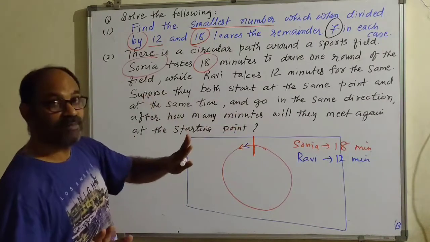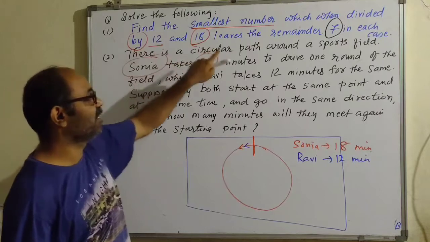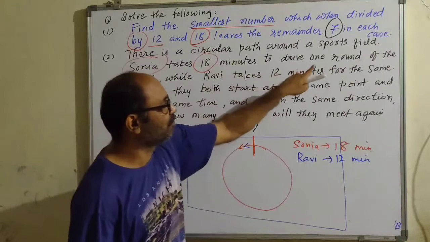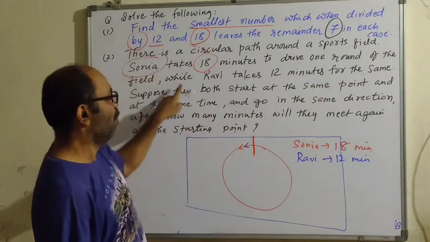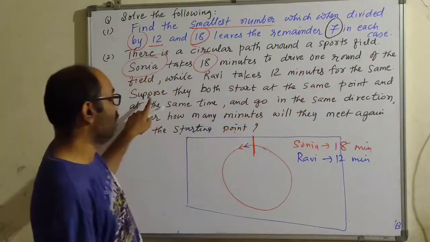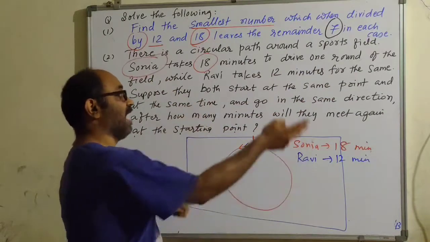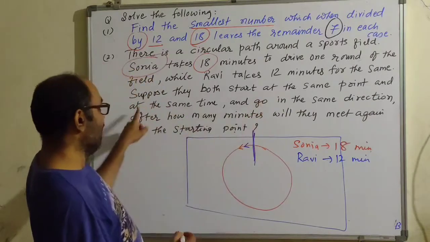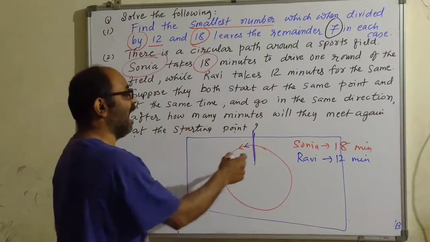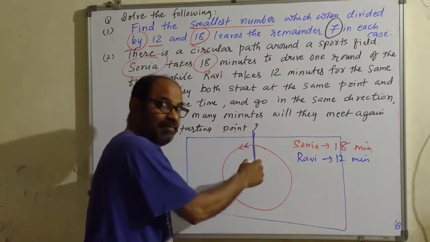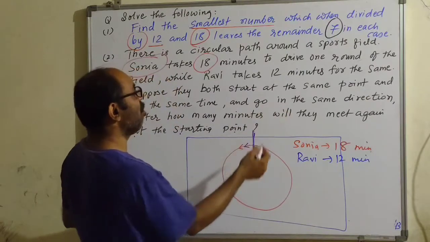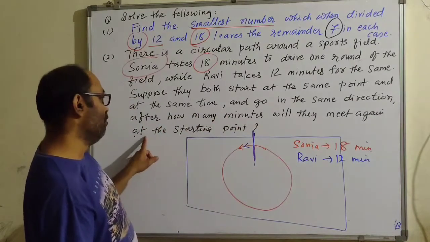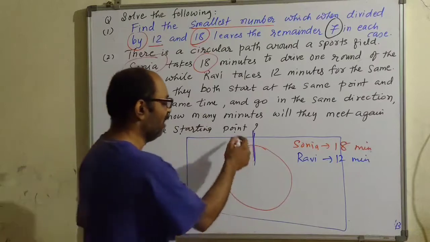Okay, I'll read from the beginning again. There is a circular path around a sports field. Sonia takes 18 minutes to drive one round of the field while Ravi takes 12 minutes for the same. Suppose they both start at the same point. This is the point from where they start. And in the same direction, at the same time. They start at the same time. Alright? And go in the same direction. After how many minutes will they meet at the starting point?